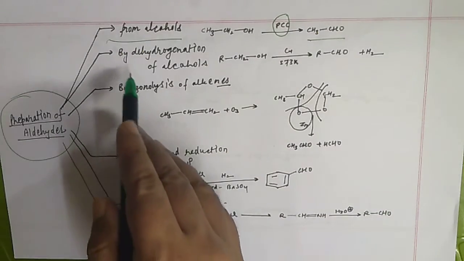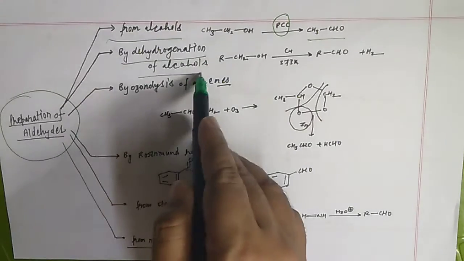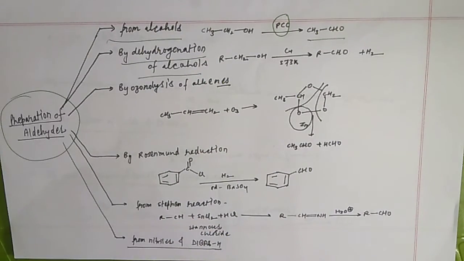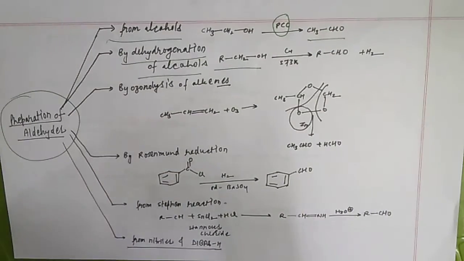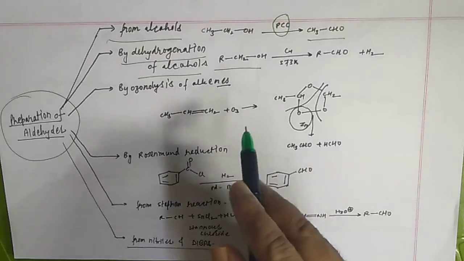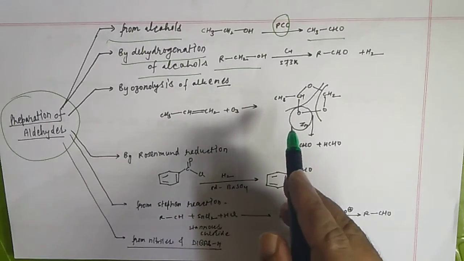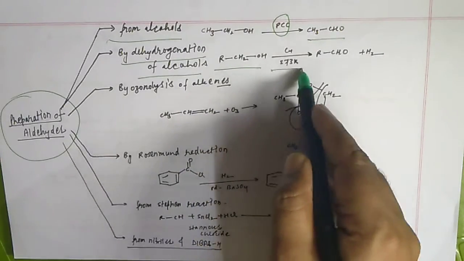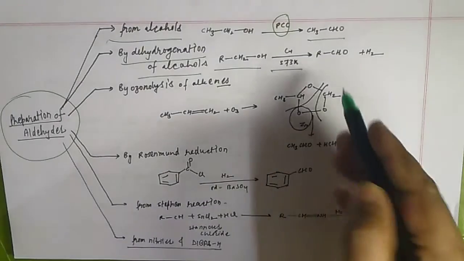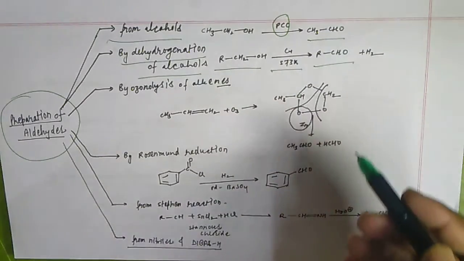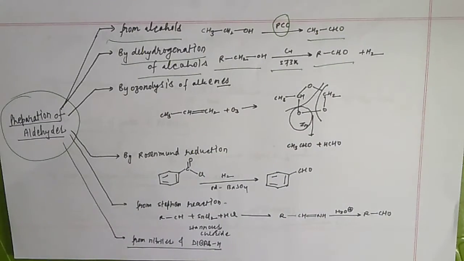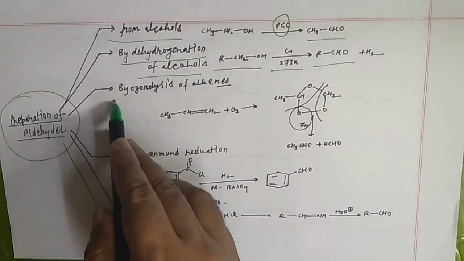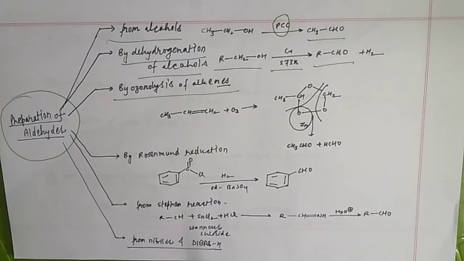Now the second method is by the dehydrogenation of alcohol. Dehydrogenation means removal of the hydrogen molecule. So here you are taking the primary or secondary alcohol, and then we are passing it through heated copper powder at 573 Kelvin. So the hydrogen gas is getting out and the aldehyde is getting formed. Okay, now let us move to another method, that is ozonolysis.